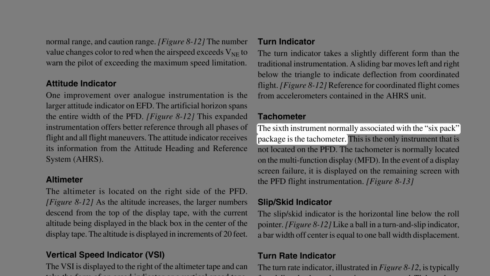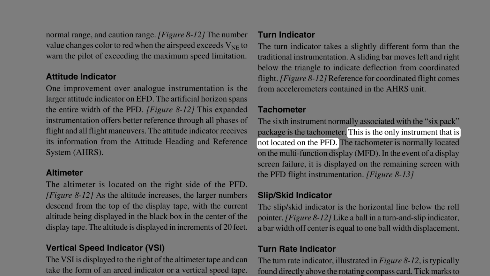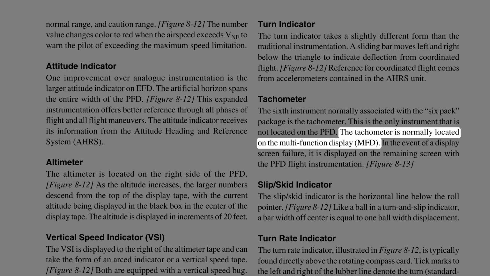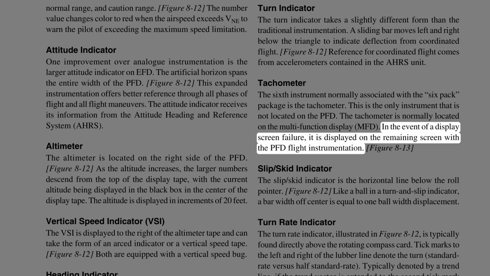Tachometer. The sixth instrument normally associated with the 6-pack package is the tachometer. This is the only instrument that is not located on the PFD. The tachometer is normally located on the multifunction display, MFD. In the event of a display screen failure, it is displayed on the remaining screen with the PFD flight instrumentation.